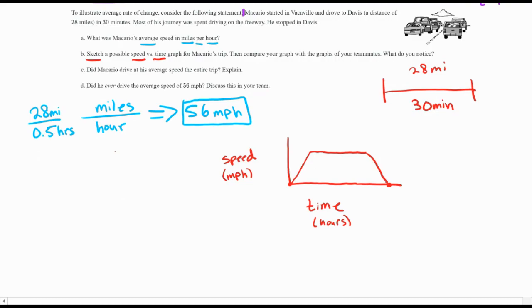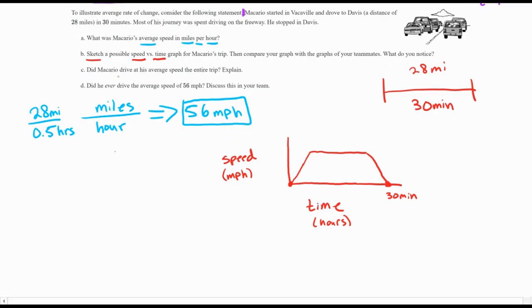It doesn't have to look exactly like this. The two important things to think about are that it really should start at 0, 0, because we're starting at 0 miles per hour, and it really should end after half of an hour, or 30 minutes, because that's how long it took them to drive. So in this case, this is a pretty standard speed versus time graph.